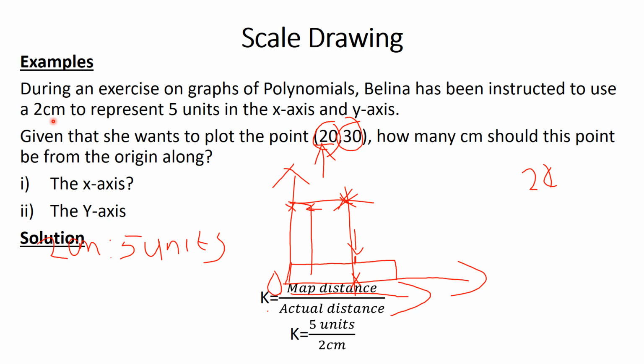This is difficult to understand if you view it in the sense of the actual distance and the map distance, but basically the boxes on the graph paper are units, so those ones are going to represent map distance. Then the one on a rule that we're going to be using to locate the points are the actual distances. Okay, so K is equal to 5 units over 2 centimeters. So this is a scale factor. Okay, so what can we do now with this information? Can we know what they're asking? Okay, how many centimeters should this point be from the origin along the x-axis?